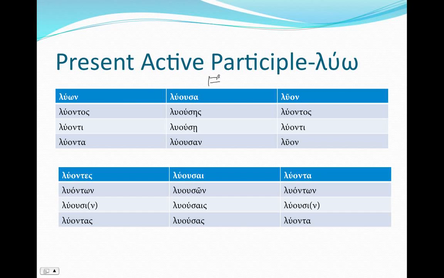Now let's take a look at that feminine. Does this follow? Lyousa, lyousēs, lyousē, lyousan, lyousai, lyousōn, lyousais, lyousas. Perfectly regular, perfectly normal. We just need to know that we've added on the participle of eimi. And the accent is recessive.